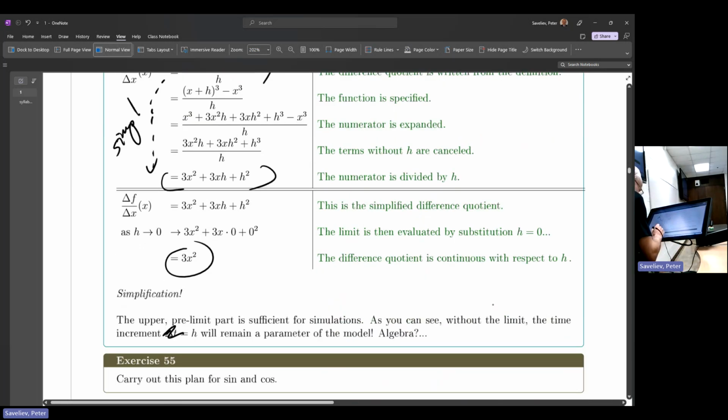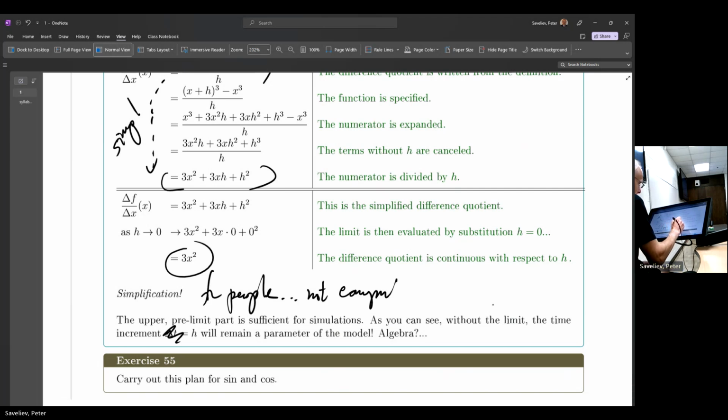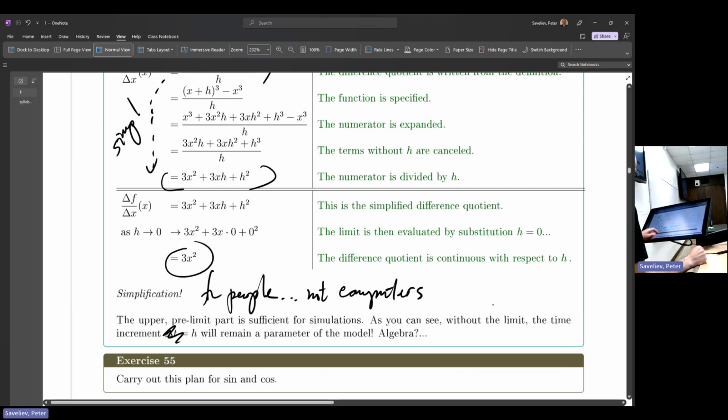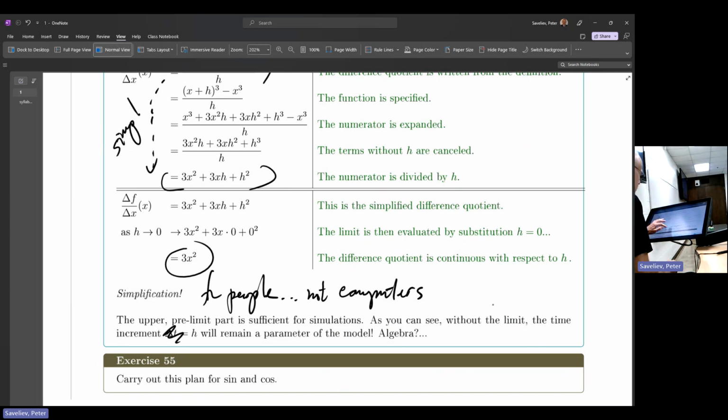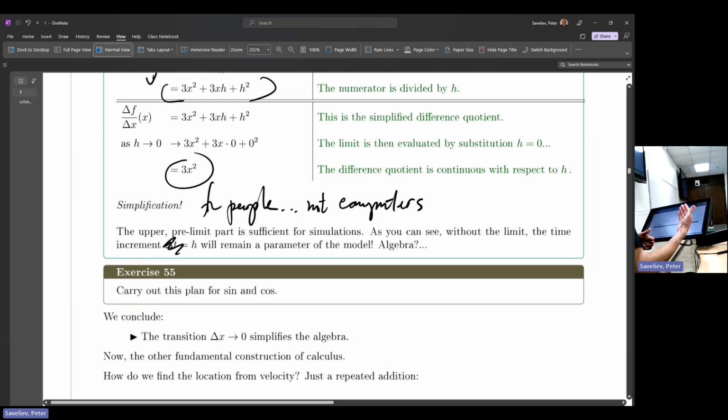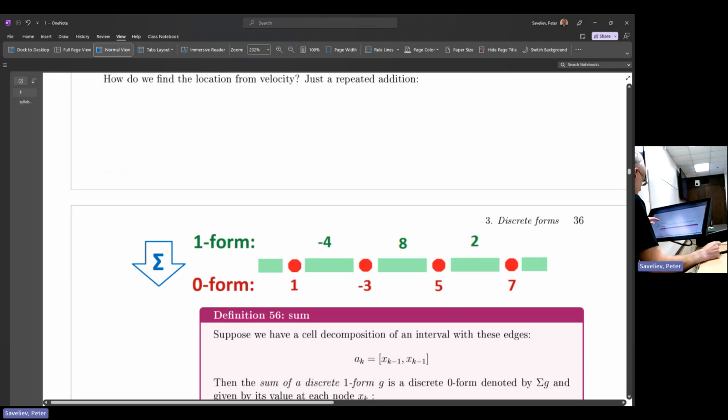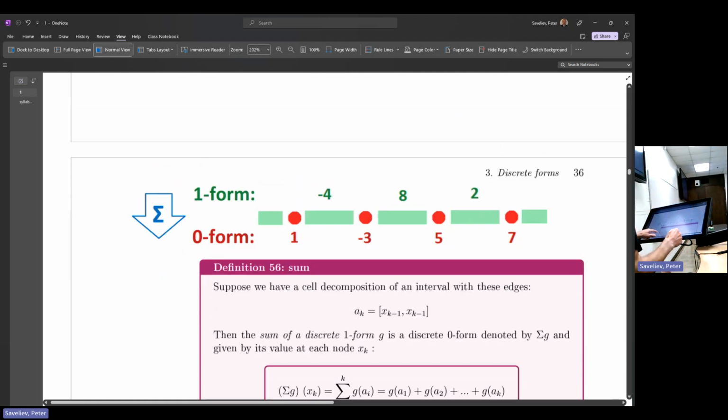H, this is delta T. H now is the parameter of the model. The simplification is once again for people, not for computers, I'd say. And then you can do it with any other function. And so we proceed on to the post-limit calculus. Okay, so simplify the algebra, velocity. Okay, I'm sorry.